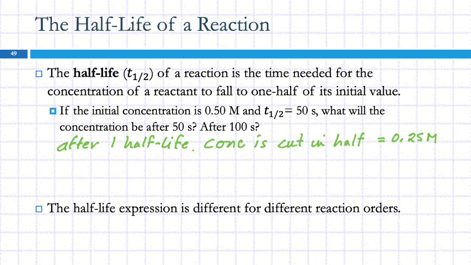Well, a good guess would be 0.125. The thing is, the half-life expression is different for different reaction orders. So for a zero order reaction, it would just continue to be 50 seconds, and after 100 seconds, it would be cut down to 0.125. But if it's a first or second order, it's not going to do that.